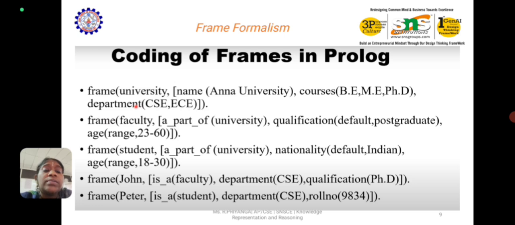And in this frame formalism, coding of frames in Prolog. Coding of frames in Prolog, frames, university. Although Prolog does not have built-in frames like an object-oriented language, you can simulate frames using facts and rules. Each frame is represented as a set of facts. Each slot of a frame is a predicate. You can include default values, inheritance, and even facets using rules.